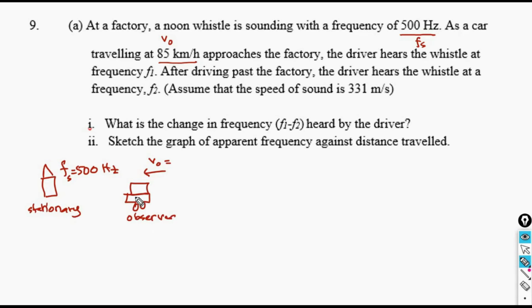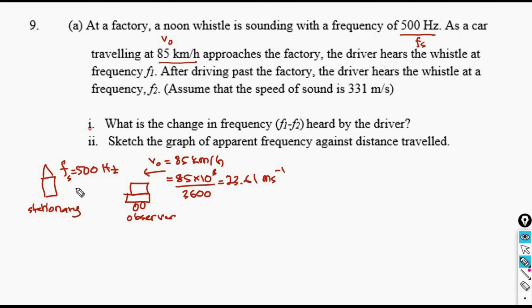The driver is the observer. V naught is 85 kilometers per hour. Convert to SI unit: 85 times 10 to the power of 3 divided by 3600. You calculate and you get 23.61 meters per second.